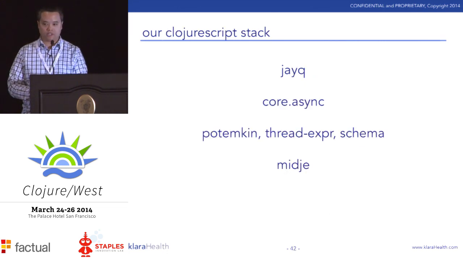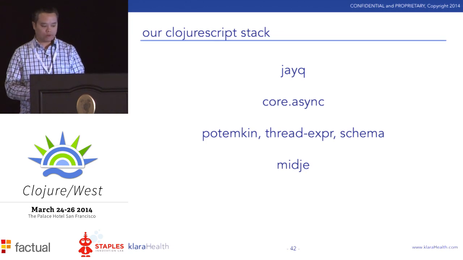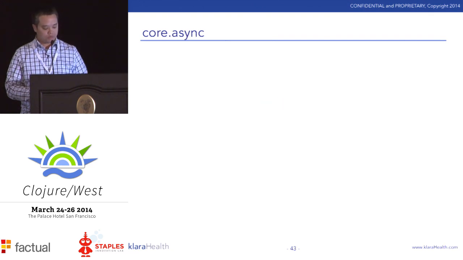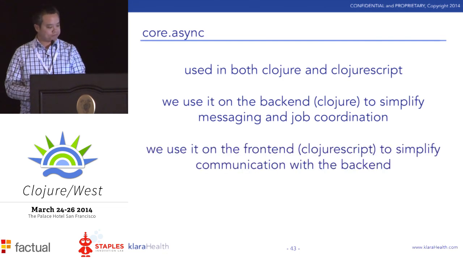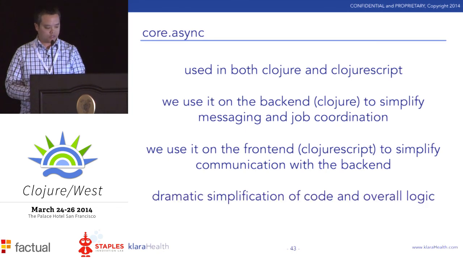In terms of our stack on this side, it's a lot smaller. Pretty much we're just wrapping a lot of jQuery, and then we're using core.async, and then your same schema and test and whatnot. We're using core.async on both the front and the back end, in both Clojure and ClojureScript. It's really just to simplify the messaging and job coordination, and to do so in a way that we think is easier to maintain in the code. It's easier to understand, which in my opinion translates to easier to fix bugs. And then on the front end, basically just simplifying that communication with the back end, whether it's Ajax or not. Overall, it gave us a huge simplification of the code base, and as a result, the overall logic.